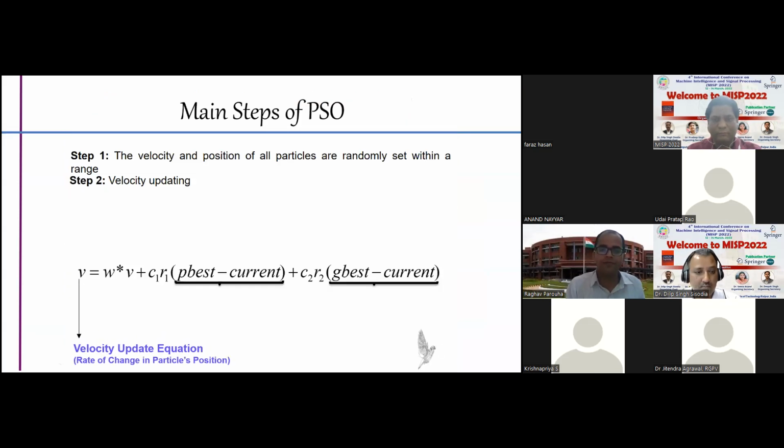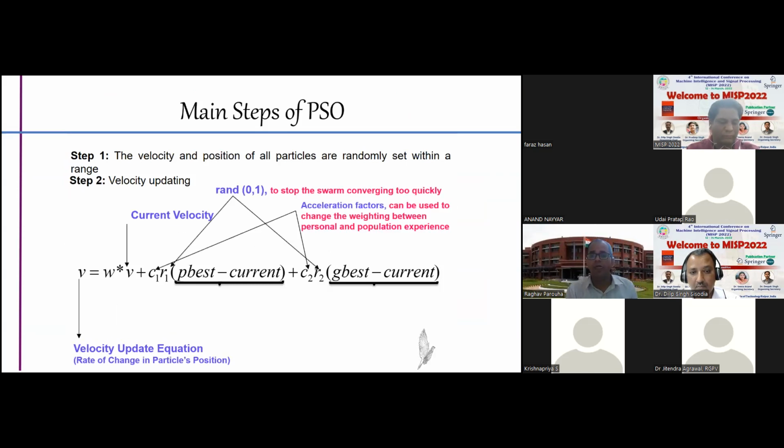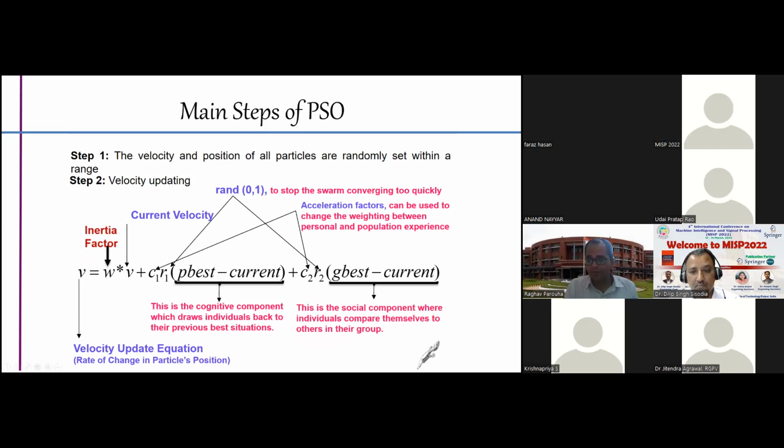So what are the main steps of PSO? The first is the velocity update. After initialization of the vector, we randomly generate the particle position and velocity. Then the velocity is updated by this formula. If you see this formula, V is equal to W into V. This W is the inertia factor, and V is the current velocity, which is controlled by the inertia factor. And this is the cognitive component, (P best minus current) into C1 R1.